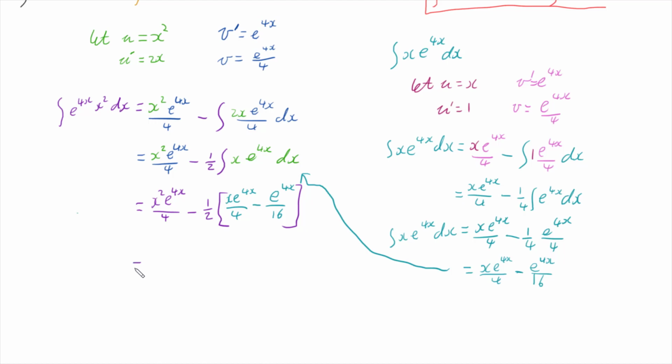So if we do a little bit of expanding this half in, I've got x squared e to the 4x on 4 minus x e to the 4x on 4 times a half is going to be x e to the 4x, a half times a quarter is an eighth. We got negative times a negative when we go to our next term, so I'm going to have plus. And I've got e to the 4x on 16 times 2 is 32.